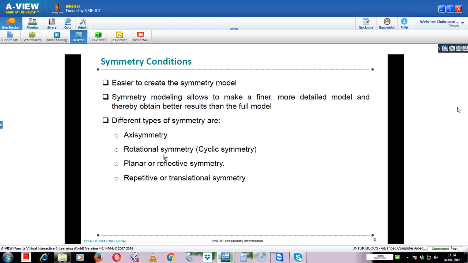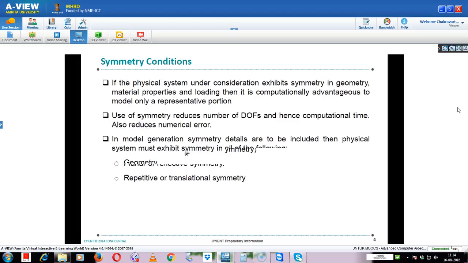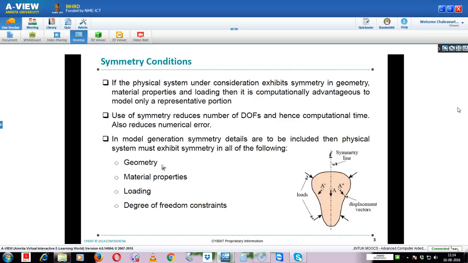So as I mentioned earlier, we can use symmetry. We can go for model idealization using symmetry if and only if our model has symmetry in geometry, material properties, and degrees of freedom constraints. If they have all these things, then only we can go for symmetry boundary conditions, simplifying the model.